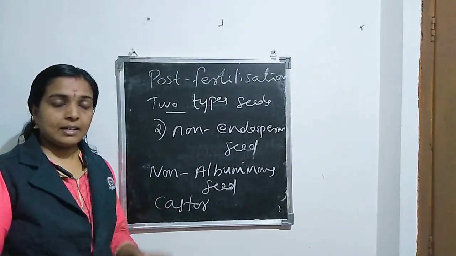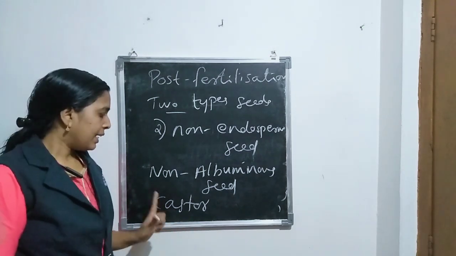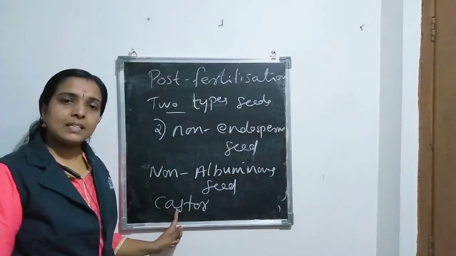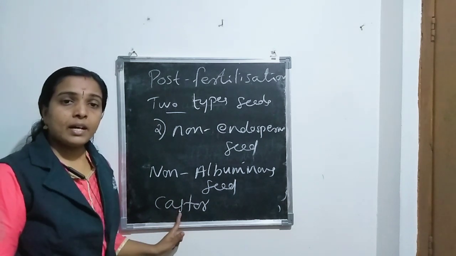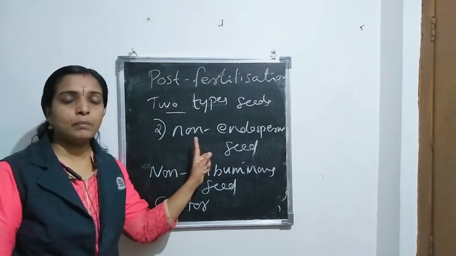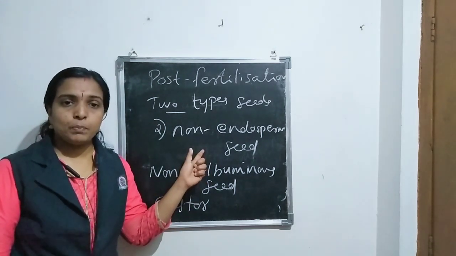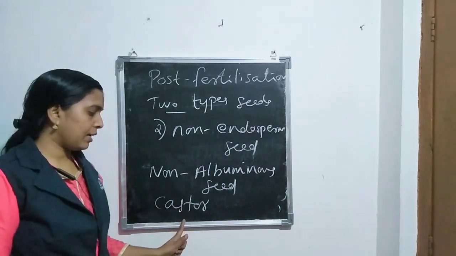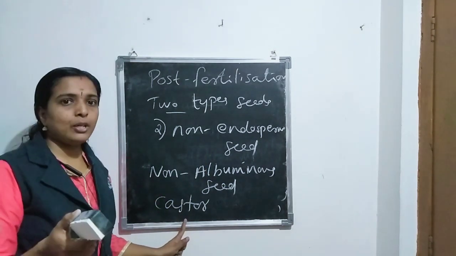Castor is an exception. Castor means avanak. Castor is an exception, but it is a dicot. All dicots do not have endosperm. They produce non-endospermic seeds, but the exception is there. Castor seeds have endosperm.